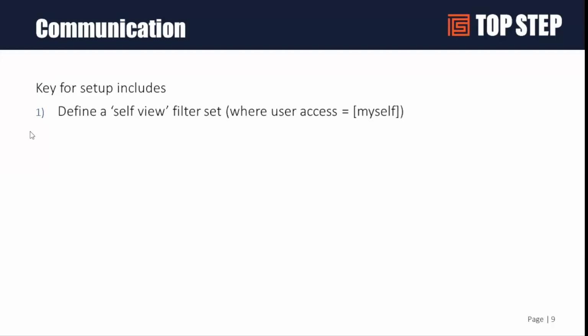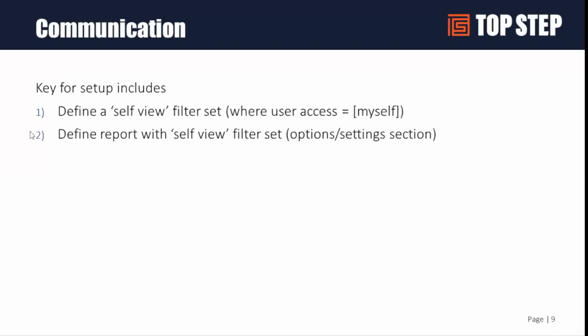So in order to set up a self-service dashboard set for people, first you define a self-service or self-view filter set. That is simply a filter set that's dedicated to have a user access of myself. I don't care what else you filter it on, but it at least has to have user access to myself. Then you define reports that you want, like utilization reports or that booking view report, future booking view report.